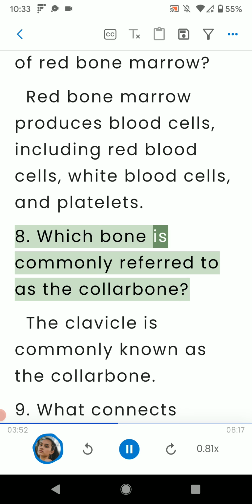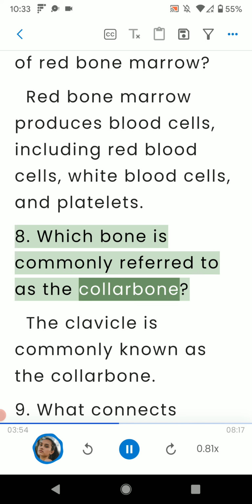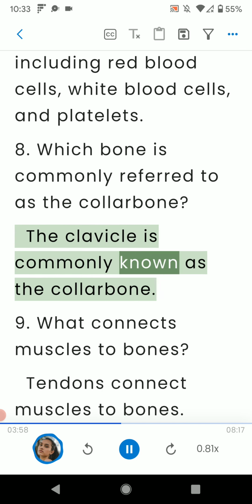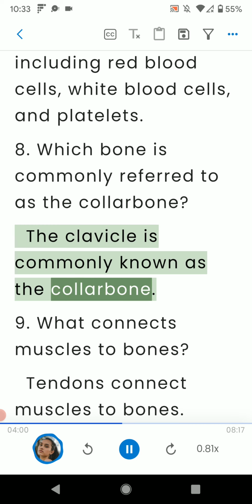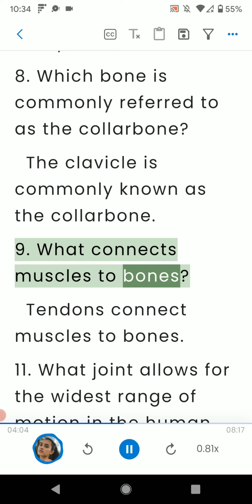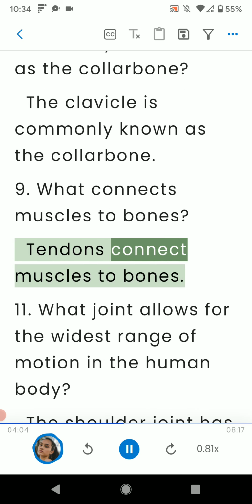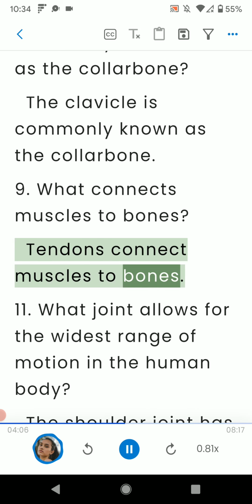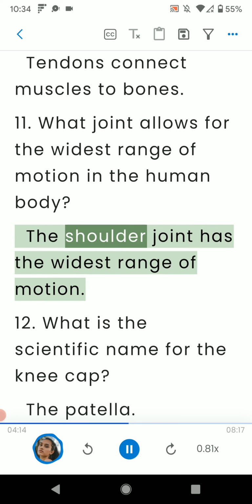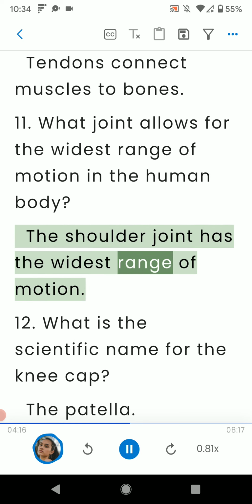8. Which bone is commonly referred to as the collarbone? The clavicle is commonly known as the collarbone. 9. What connects muscles to bones? Tendons connect muscles to bones. 11. What joint allows for the widest range of motion in the human body? The shoulder joint has the widest range of motion.